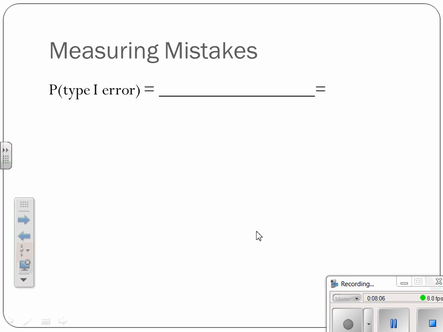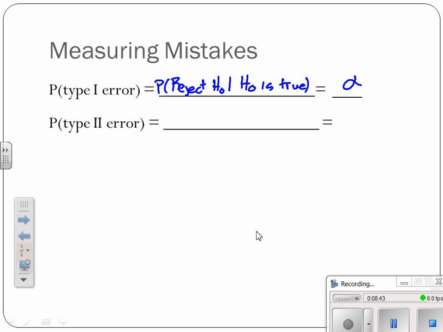How we measure those mistakes: the probability we make a type 1 error, in other words, the probability we reject H0 given that H0 is true, that's equal to alpha. That's the same alpha level that we've been using throughout all of this hypothesis testing. Basically, when we're saying our significance level is 0.05, that means we're willing to reject the null incorrectly 5% of the time. We're willing to make that mistake with that alpha level we set.